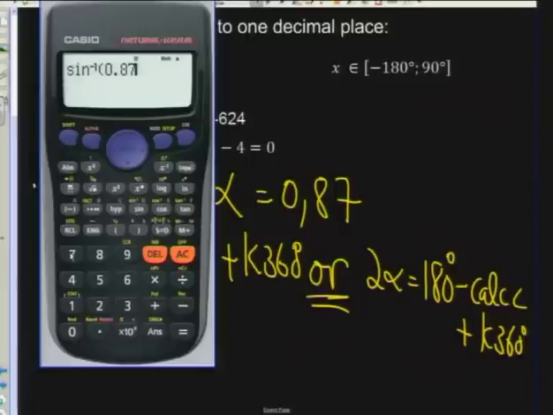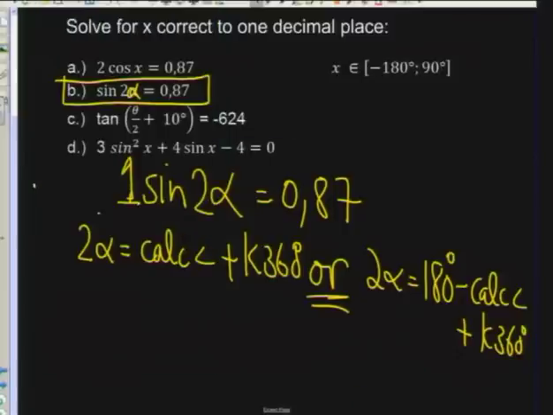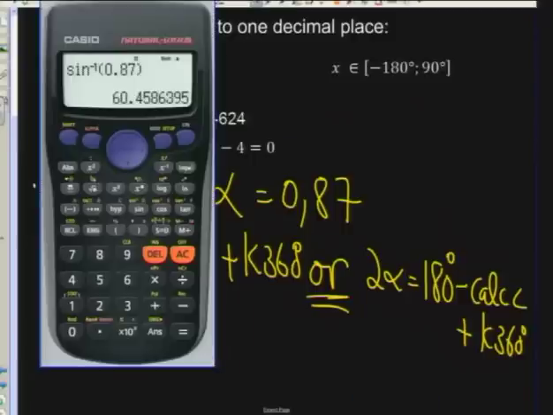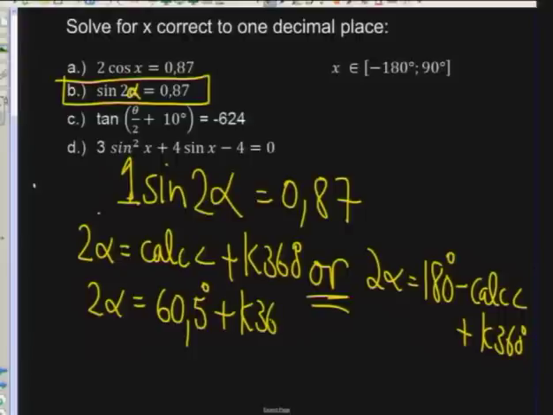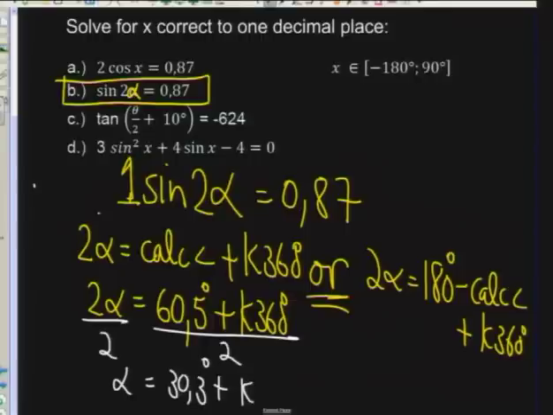So we've got an angle of 60,5. So 2 alpha is equal to 60,5 plus K360. And now we can solve for alpha. So now you would divide by 2 and divide by 2 on the other side. So alpha equals 30,3 plus K180.